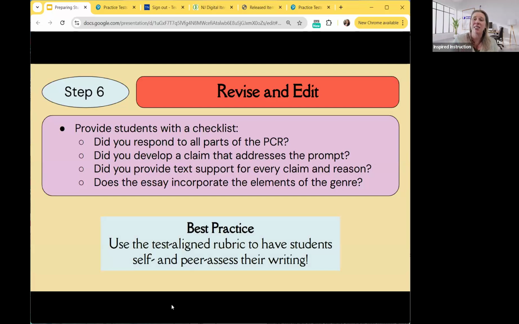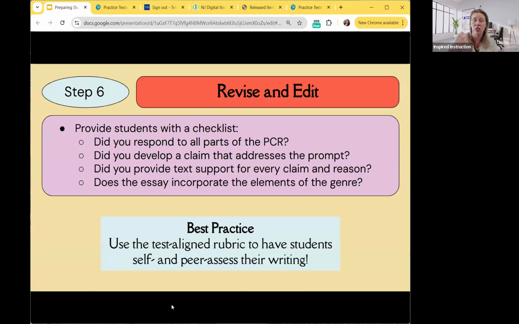And then my other best practice is I always used the NJSLA rubric with my kids. Like they knew it from the beginning of the school year. And they would use that rubric to self-assess their writing and then also to peer assess their writing. And I think the rubric for any state test, sometimes it's not really worded in student-friendly language. So one of my favorite activities at the beginning of the year was we made our own version of the rubric in student-friendly language and posted it up in the classroom.